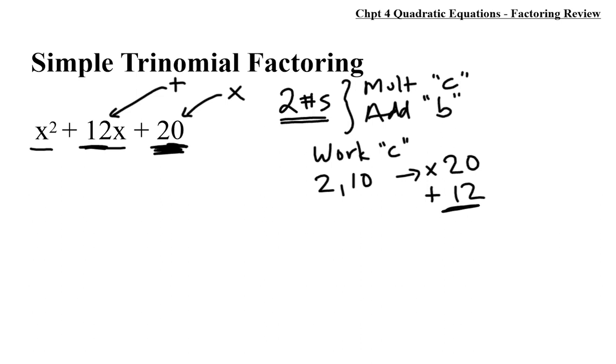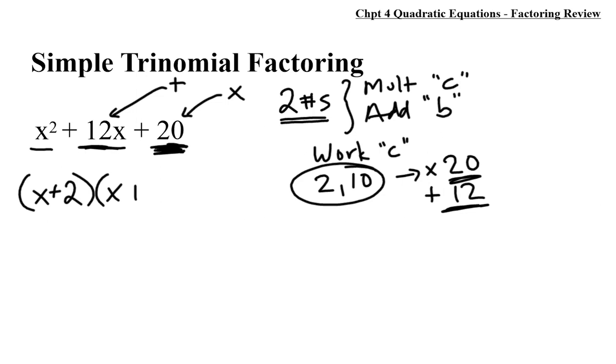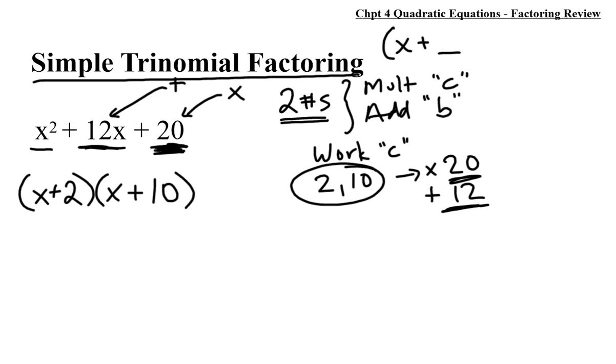Well, look at that. There's my 20, there's my 12, there's my combination, and it simply becomes binomial x plus 2 times binomial x plus 10. A simple trinomial will always factor into x plus something times x plus something if it's a simple trinomial. There's your factored form. Factor 1 is x plus 2, factor 2 is x plus 10. Now, I always get students that look at that and think, well, a binomial and a binomial, that's not going to give me what we started with.